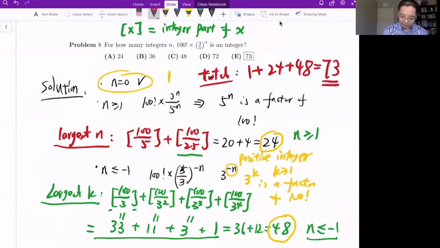So here the main point is do not miss the case n equals 0, and also you should consider n negative. When n is negative, then if you change to positive, you have to flip 3 and 5. We should also keep in mind that these are the formulas to calculate the largest power of something that is a factor of a factorial, so you should consider all powers. All right, so this is number 8.